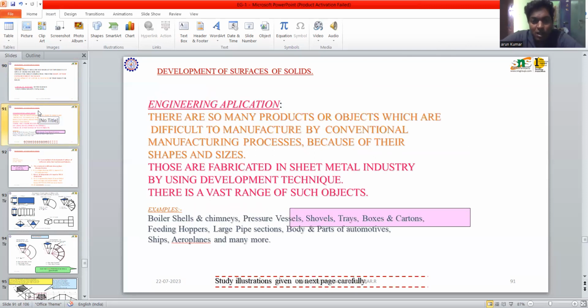So what is the engineering application of development of surfaces? There are many products or objects which are difficult to manufacture by conventional manufacturing processes because of their shape and size. Those are fabricated in the sheet metal industry. By using development techniques, a wide range of objects can be made, such as boiler shells, chimneys, pressure vessels, shoes, tires, boxes and cartons, etc.